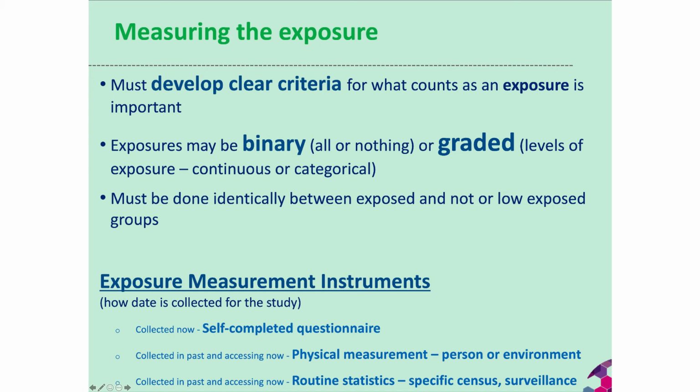And the exposure measurement instruments that we can use, again, is similar to what we can use for cohort studies, except we generally start with questionnaires. We may do physical measurements, we may look at routine statistics, but this would have had to be collected in the past. So physical measurements and routine statistics would be data that's been collected in the past and that we're accessing now to look back in time. Self-completed questionnaires is often the main instrument used because we can collect the information now from the people who are taking part in our study.